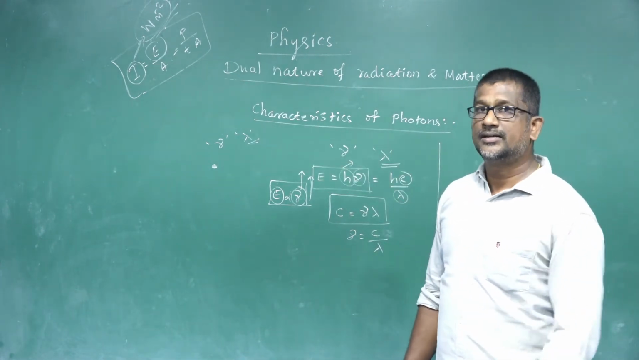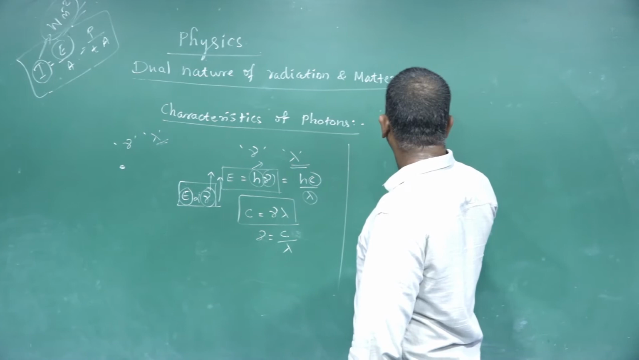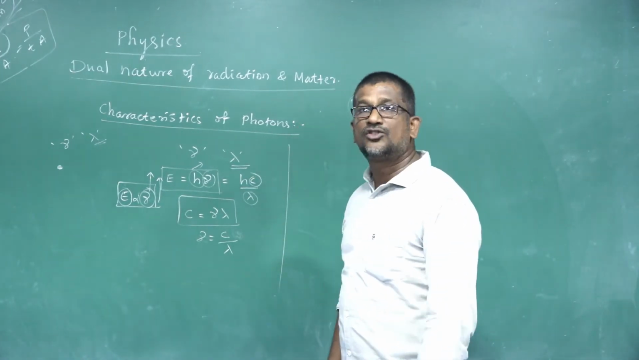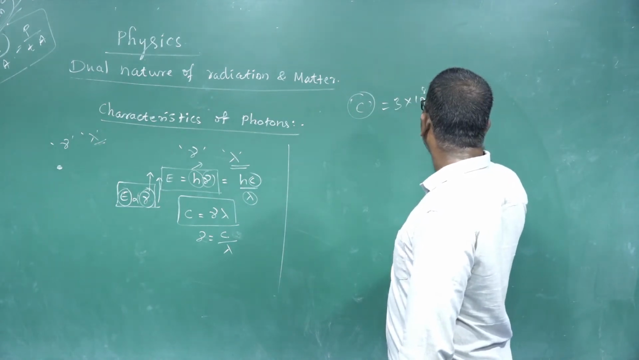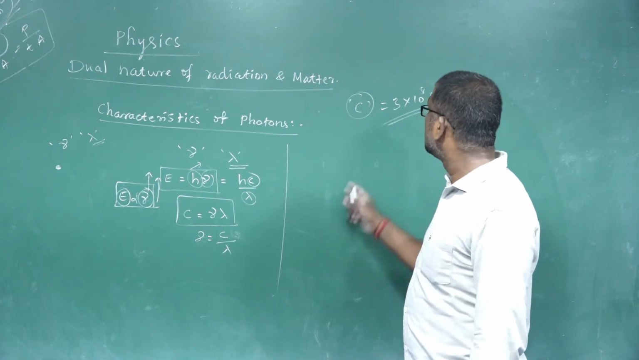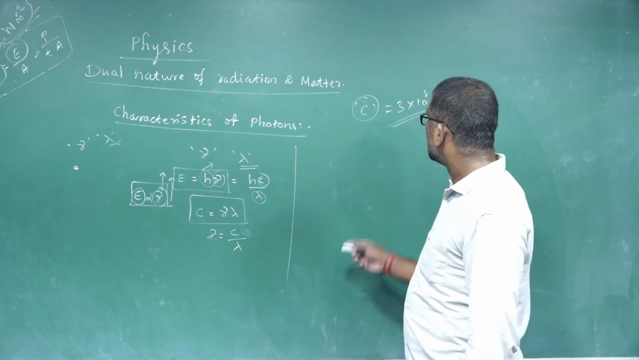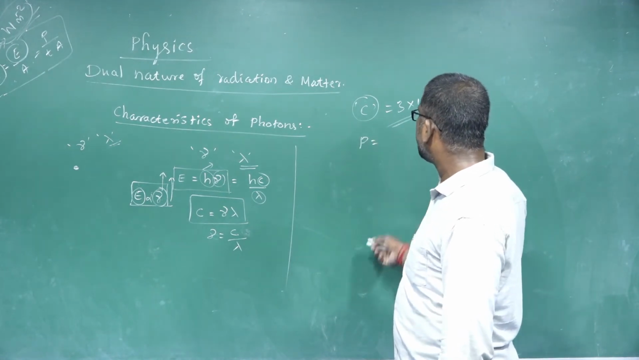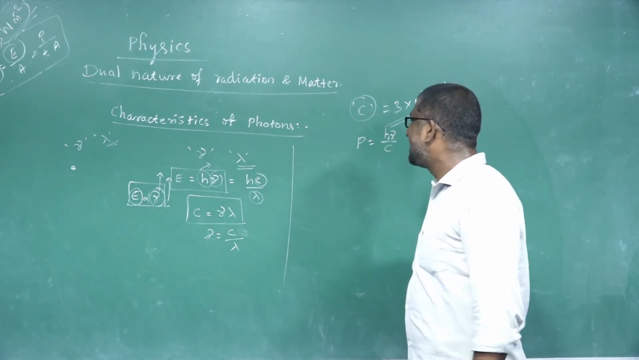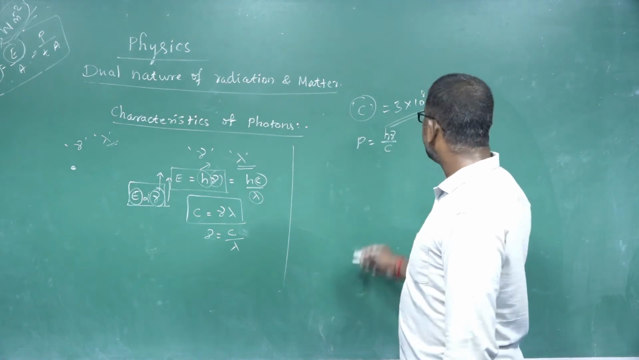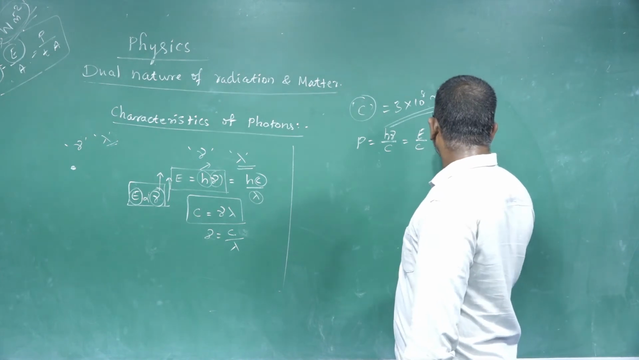And third, the photon can travel with the velocity of light in free space. The photon can travel with the velocity of light, that is of the order of 10 power plus 8 meter second power minus 1. So it possesses a linear momentum. Already I told, the linear momentum of the photon is P is equal to h nu divided by c, or E divided by c, or h divided by lambda.